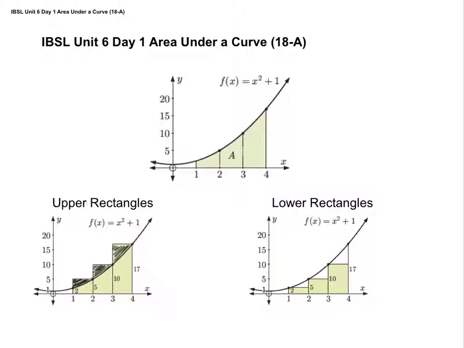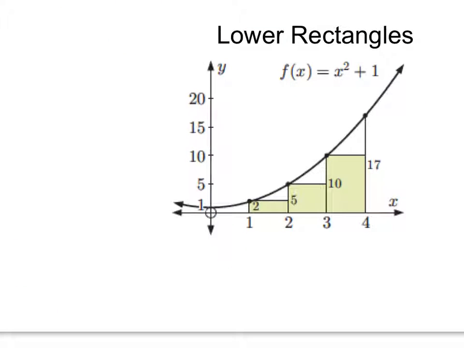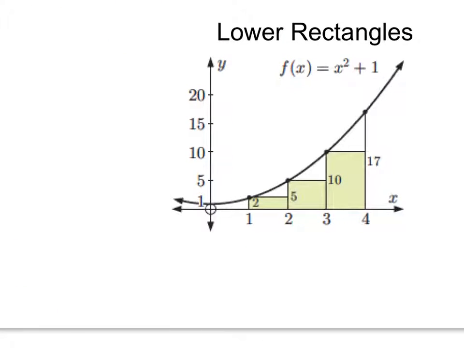Okay? Another strategy that some might use would be to do something like this. Rather than make it upper or lower, make the height hit it right in the center. So in this case, we would be finding the height at 1.5. Okay, and then we'd come over here to 2.5 and hit the function there and make that the height of this rectangle. Okay? And then we'd come over here at 3.5 and make that the height of the rectangle.